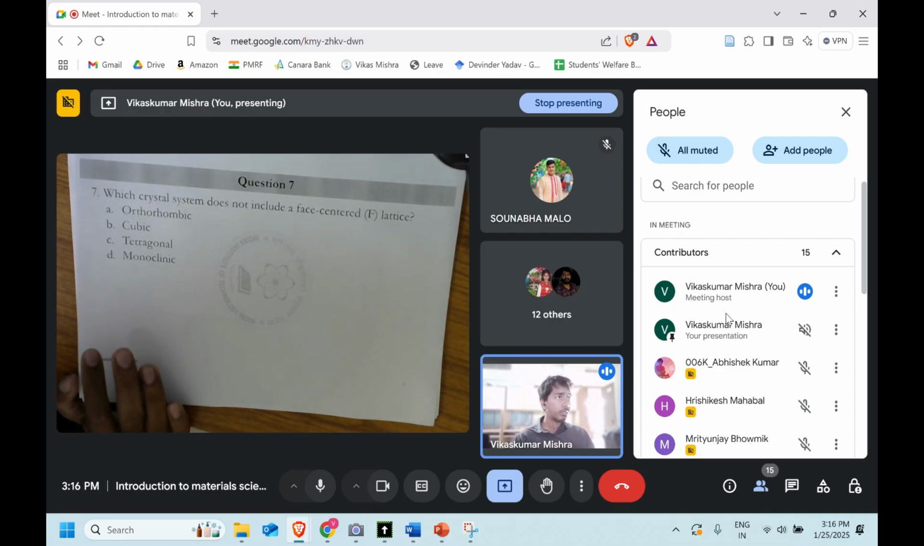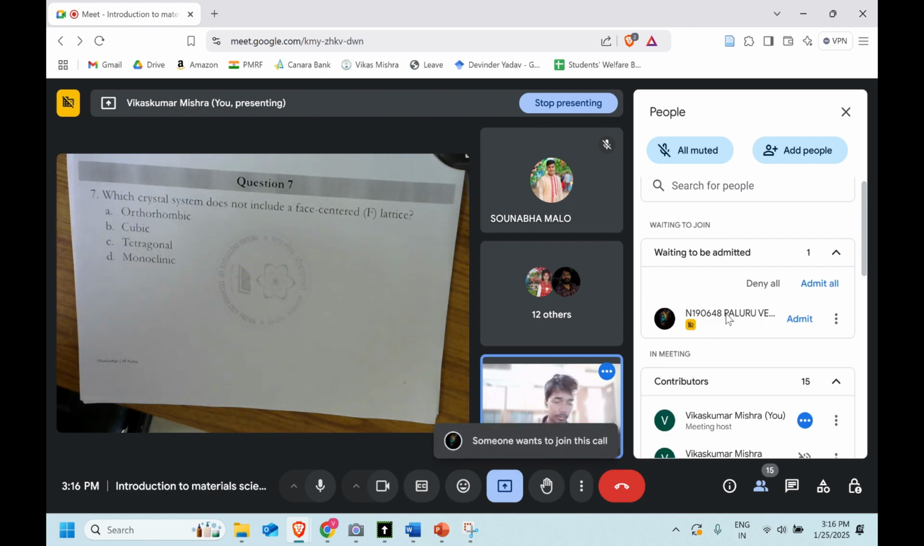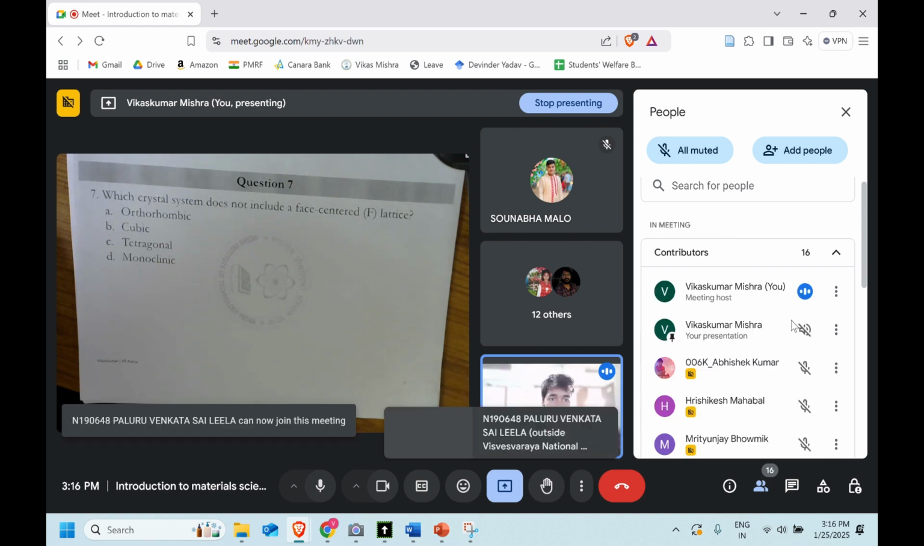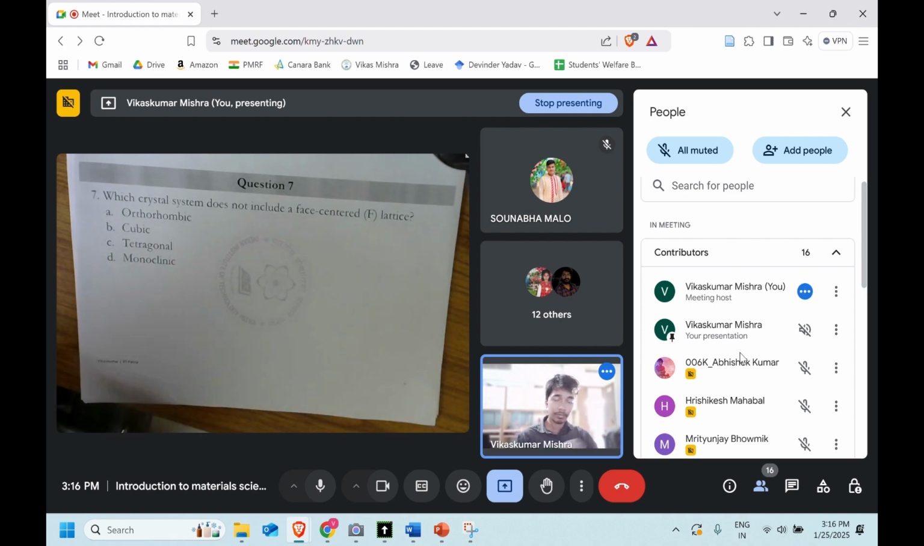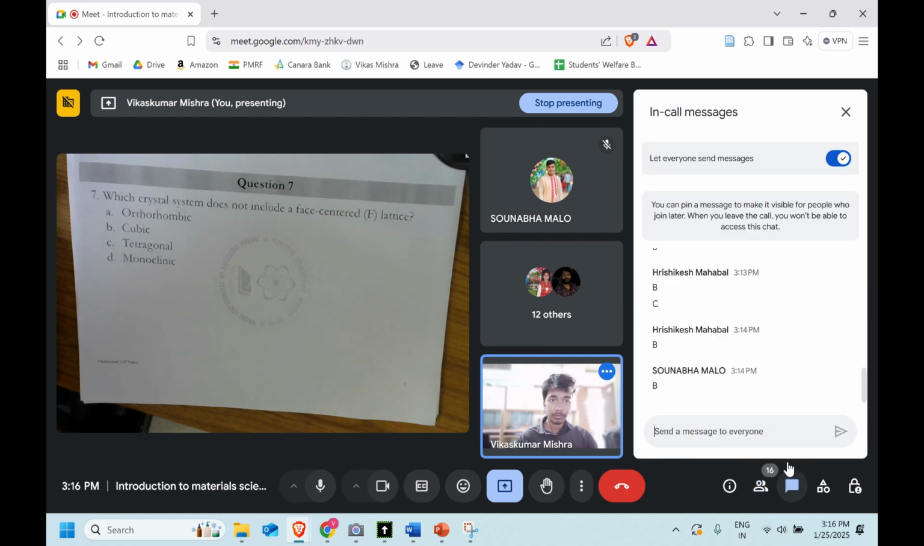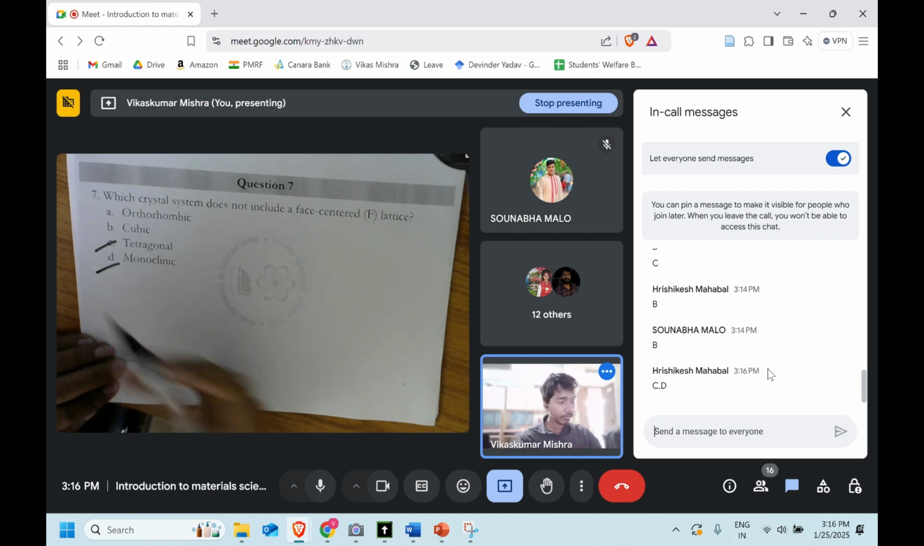Which crystal system does not include a face centered lattice? Among these, which of them is not having the face centered lattice? There can be more than one answer also. C and D, Rishikesh. Yeah, that's right. C and D.